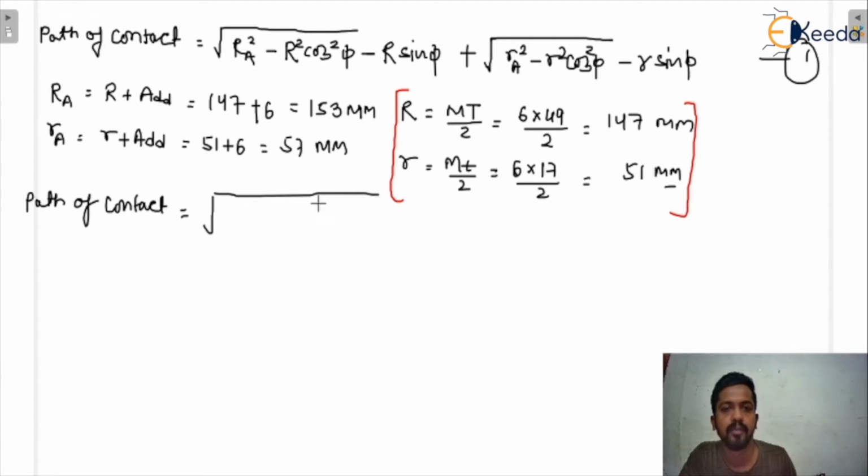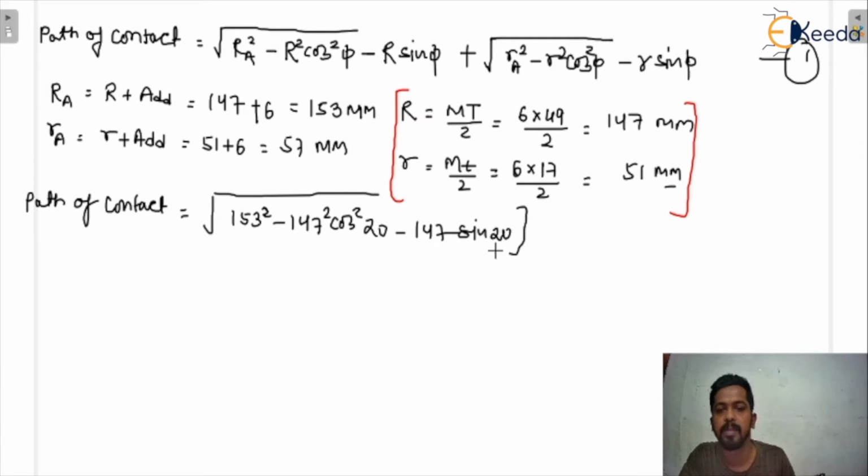That is under root of 153 square minus 57 square. Sorry, 57 is not, it is the pitch circle radius, that is 147 square cos square phi. What is the value of phi? 20 degree, minus 147 sine 20 degree. Okay, this is the path of approach. Path of approach is always greater than the path of recess.